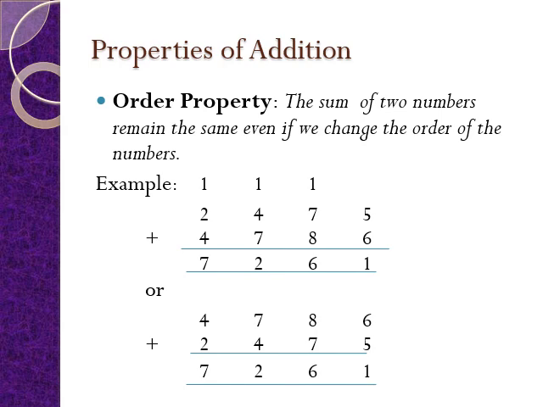Here is one example I have taken for you. 2,475 plus 4,786. The answer will be 7,261. If we change the order, that is 4,786 and 2,475, we have changed the order, still the answer is the same.